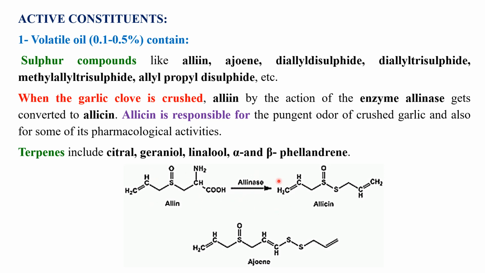is converted to another compound known as allicin, which is a disulfide compound, as you can see here. Alliin contains only one sulfur atom, and is converted by the alliinase enzyme to allicin. Allicin is responsible for the pungent odor of crushed garlic and is also very important for the pharmacological effect of garlic, as we will see later in the section on garlic uses. The volatile oil also contains terpenes such as citral, geraniol, linalool, and alpha and beta phellandrene.